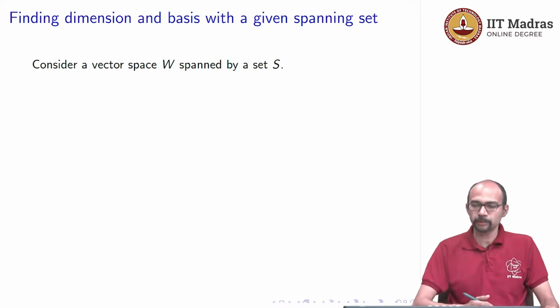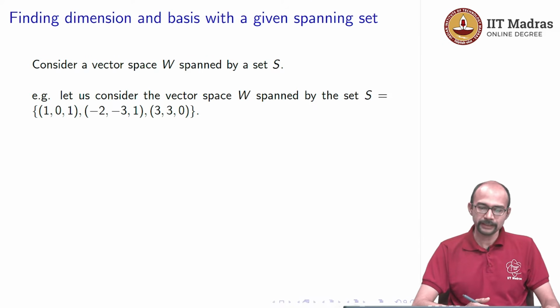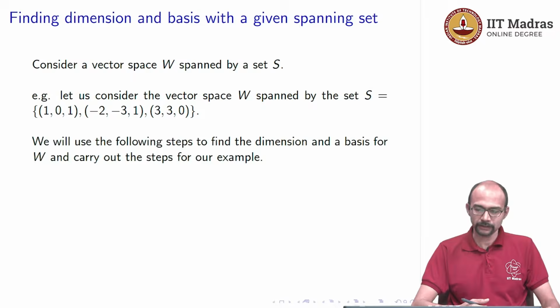Consider a vector space W which is spanned by a set S. I am going to have a running example. I will describe the method, and each step that I do we will run on this particular example. So, what is the example? You consider the vector space W spanned by the set S consisting of the vectors (1, 0, 1), (-2, -3, 1) and (3, 3, 0). So, we are looking at W which is spanned by these three vectors.